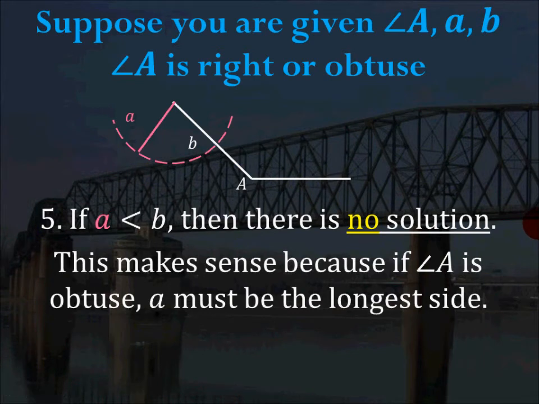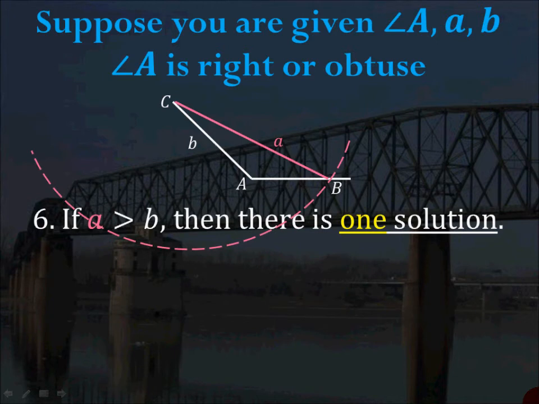Now let's consider the possibilities if angle A is a right angle or an obtuse angle. This is pretty simple. If angle A is right or obtuse, then side A has to be the longest side in the triangle, because if angle A is right or obtuse, it's going to be the biggest angle. So if A is less than B, you're not going to have a solution, because again, this makes sense. If angle A is obtuse or right, then side A must be the longest side. And if you take a look at again this hinge, it's sadly not long enough to connect the triangle. So if A is greater than B, you're only going to have one solution, which again makes sense, because once you have an obtuse angle or right angle, you can't possibly have two solutions. So those are the 6 possibilities.